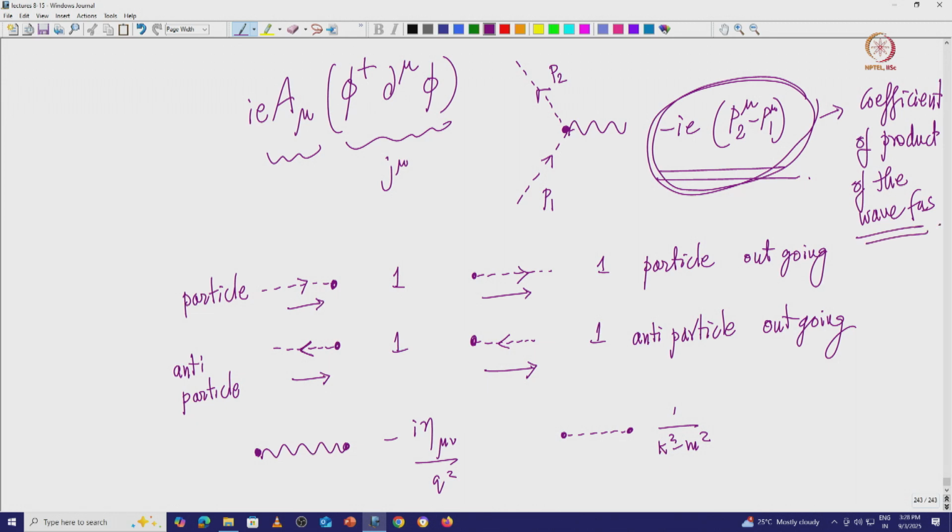This is the coefficient of the product of the wave functions, which is nothing but your coupling constant. That tells you the strength of the interaction. Now you see the strength of the interaction is momentum dependent, essentially it has a momentum dependence in it. So it depends upon the initial particle's momentum, and so the strength of the interaction can change with momentum.